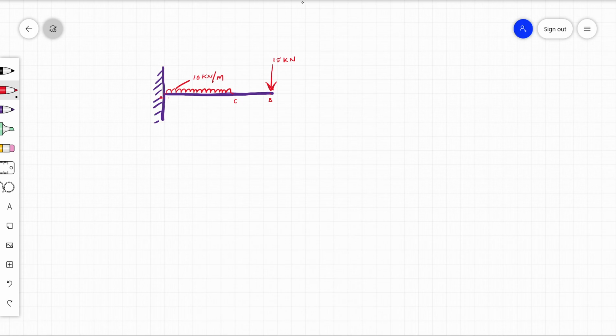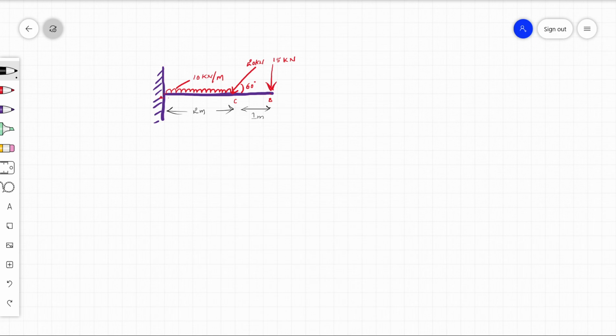And there is one more load at C, a concentrated load at an angle, a tilted concentrated load. The angle is 60 degrees and the load is 20 kilonewton. In this case, the length of the beam is totally 3 meter. From A to C it is 2 meter, and C to B it is 1 meter.